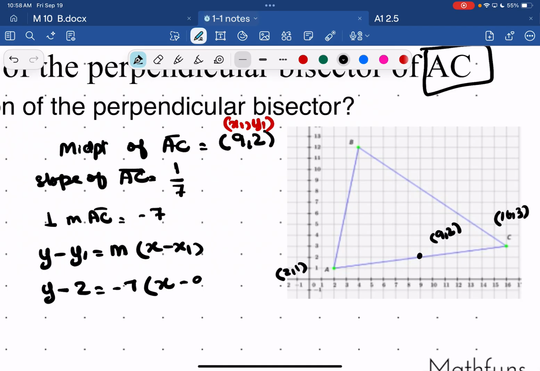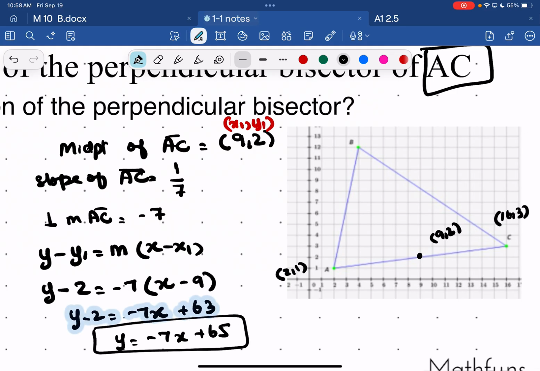From here we get y minus 2 is equal to -7x minus 63. Plus 2. From here I get y is equal to -7x minus 61. So this is an equation that represents the perpendicular bisector of the line.